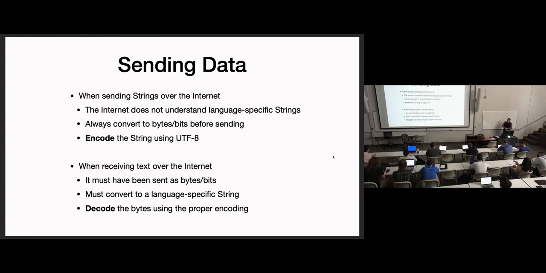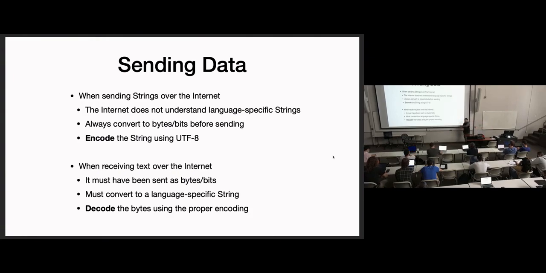So when we're communicating over the internet, we take that string, encode it using UTF-8, which converts the string into a bunch of ones and zeros, and send that over the internet. And then on the other side, there's another program running that also knows of a string in its language, which might be very different than a string in whatever language you use. Maybe you're using Python and the other end is using JavaScript.